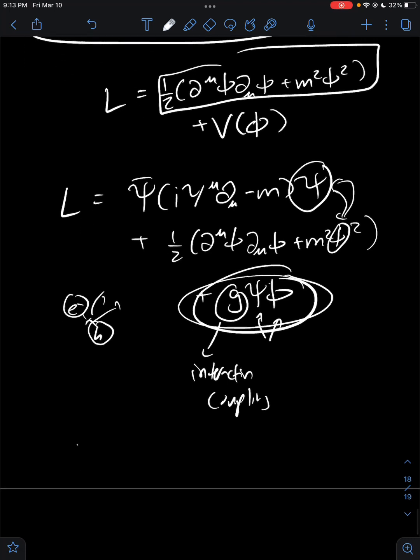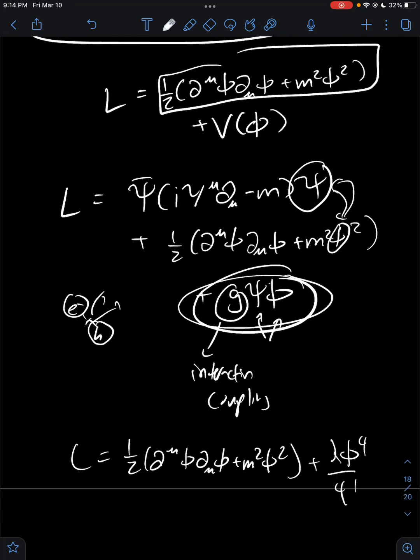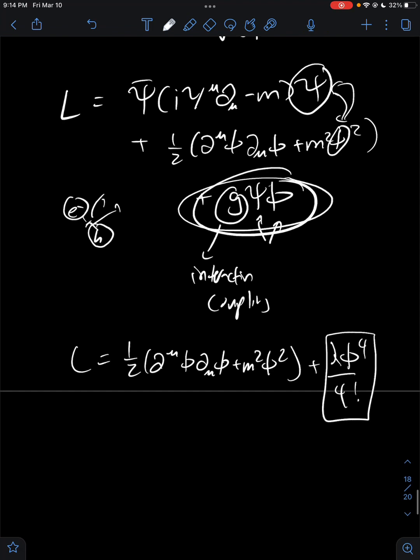We can even have what are called self-interactions. So we can have the same old Klein-Gordon Lagrangian. We can add something that looks like this. We call this the phi-4 interaction. This term over here describes interactions with scalar particles. So now scalar particles can bounce off of other scalar particles.